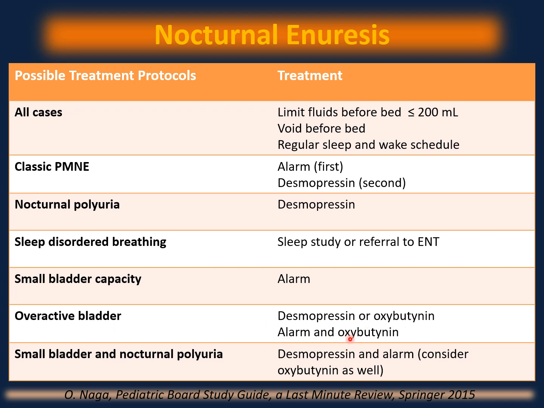Also, you can use the alarm and oxybutynin. So either desmopressin or oxybutynin, or alarm and oxybutynin together. Small bladder and nocturnal polyuria: desmopressin and alarm.